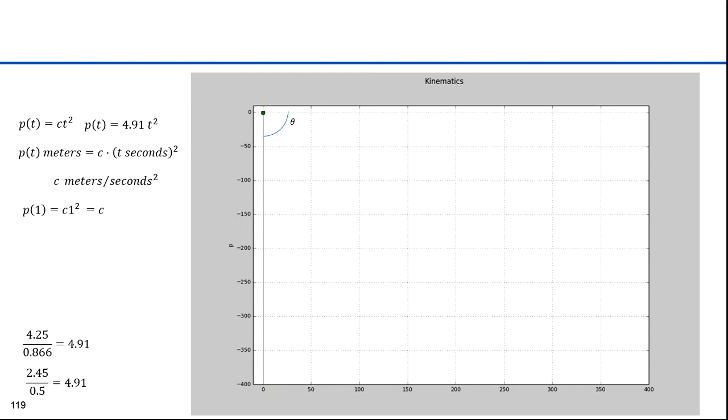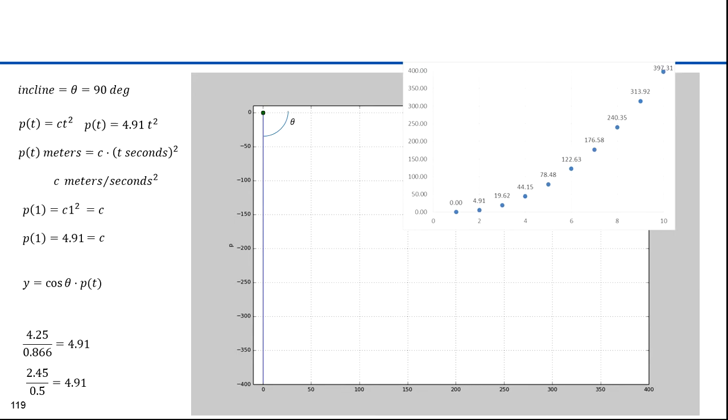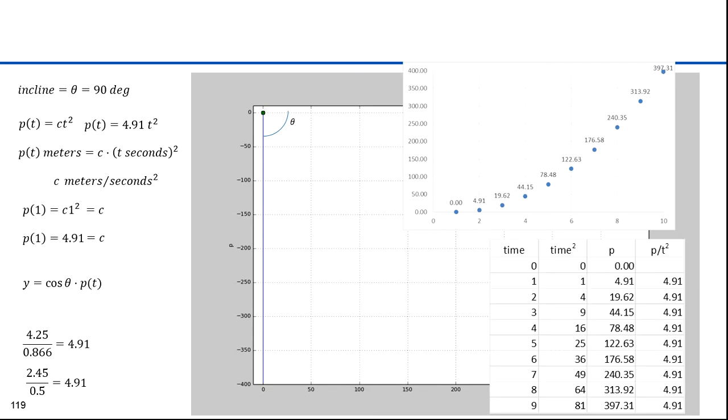From these results, Galileo could determine the rate of motion in freefall. Freefall is an inclination of 90 degrees. P of 1 would be 4.91, the y component of the previous 2 experiments. That's the value of c. We can plug that into our equation. If we plot that out, here's what the positions would look like. Now every p divided by t squared equals 4.91. This makes sense since the cosine of 90 is 1.